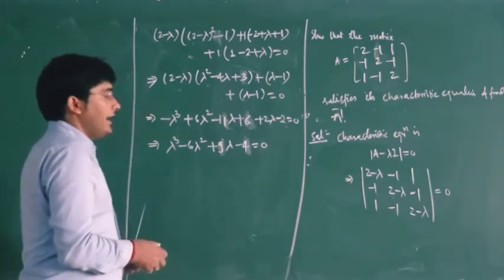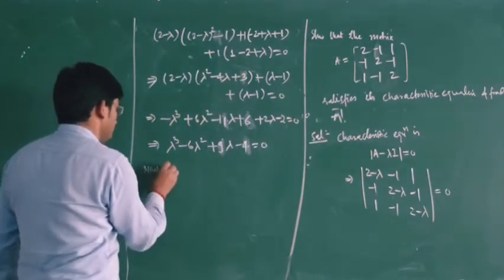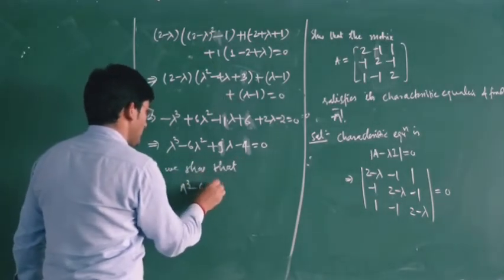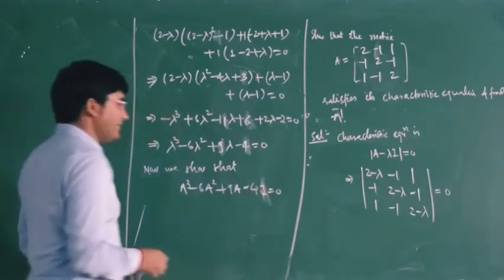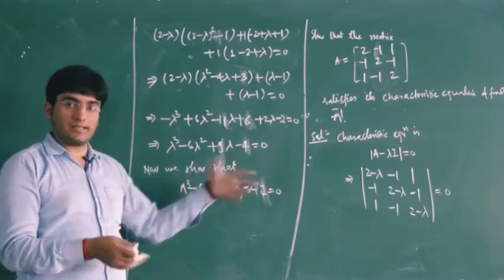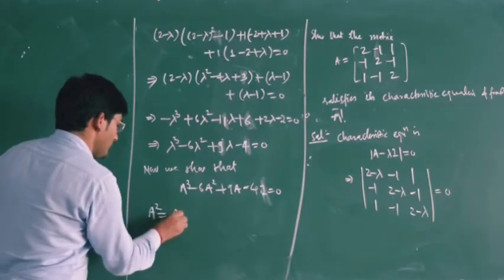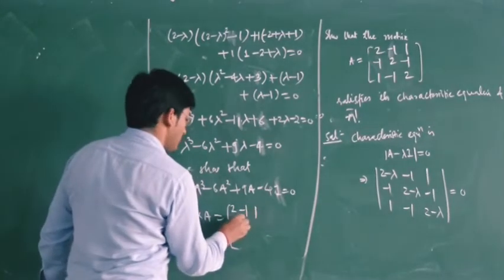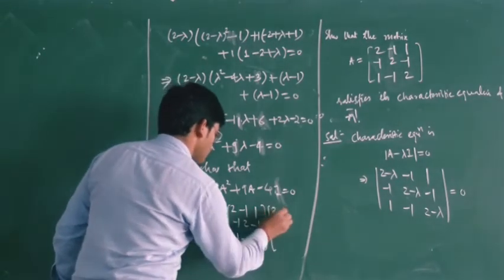Now as every matrix satisfies its characteristic equation, we have to prove that. Now we show that A cube minus 6A square plus 9A minus 4I is equal to 0. So to verify the Cayley-Hamilton theorem, we will replace our lambda by A, and we will show that this right hand side is again 0 for A. So for that, let us compute A square. So your A square will be A into A. So we have the matrix 2, minus 1, 1; minus 1, 2, minus 1; 1, minus 1, 2, multiplied by itself again.